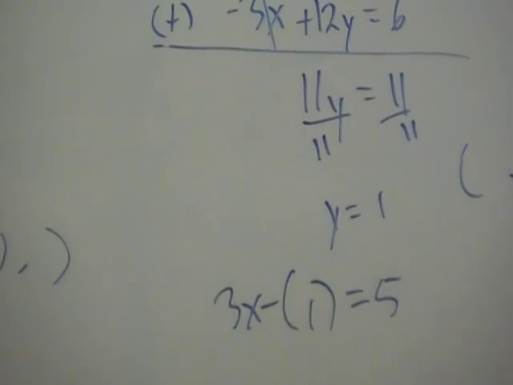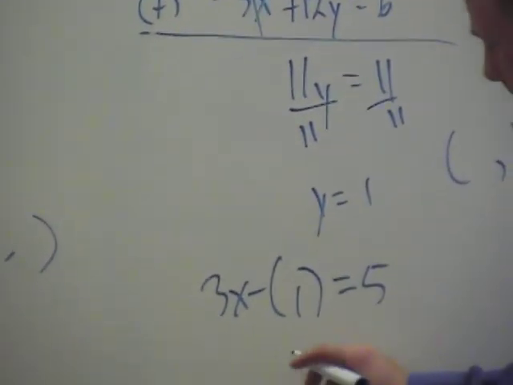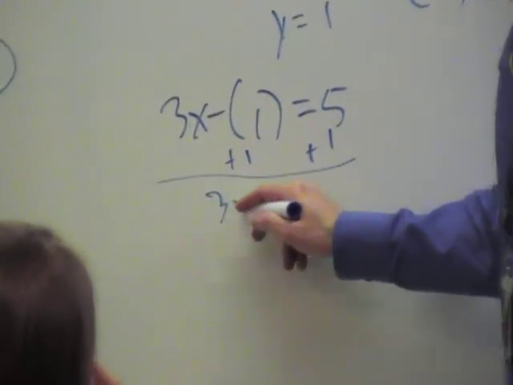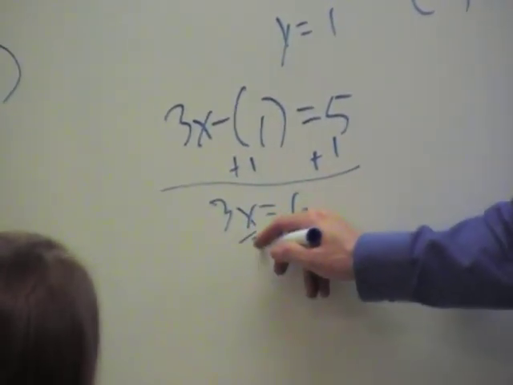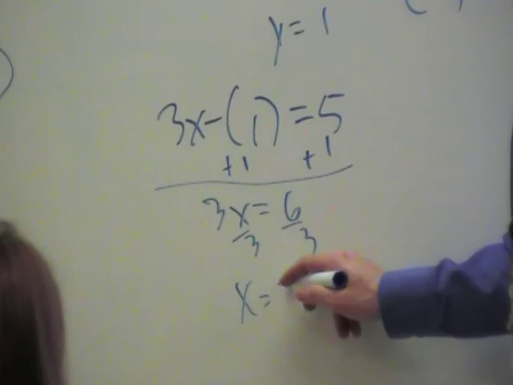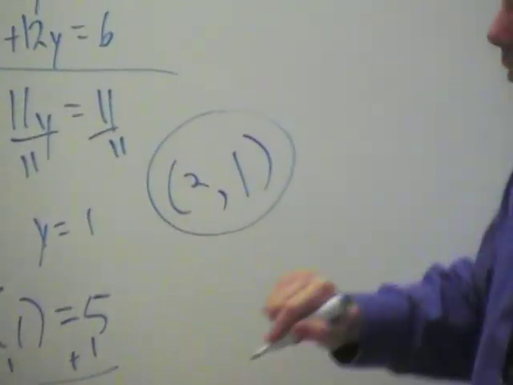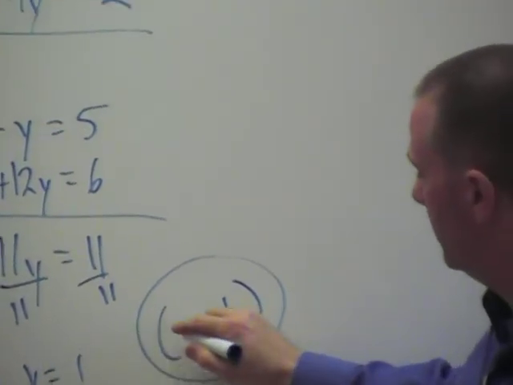What am I going to do? Needs to be plus 1 on both sides. And 6, and then divide by 3. Good. And that's where those two lines, if you graph them, would cross. They cross at 2, 1.